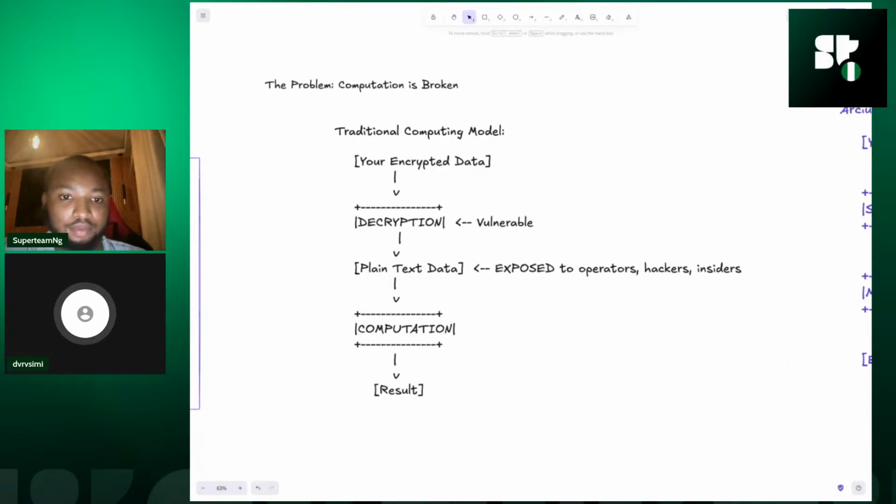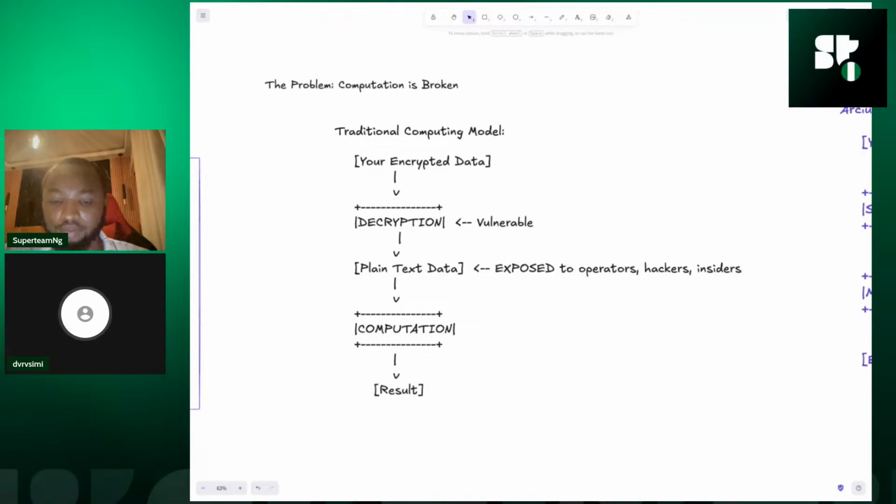First thing, even if you go on Arcium's docs, the first thing you see is this line: computation is broken. Basically, they're trying to emphasize that every time you use a cloud service, send data to a server, or interact with the blockchain, there's a fundamental vulnerability: your data must first be decrypted before it can be processed. So there's no hidden information.